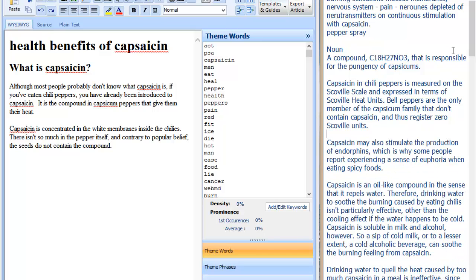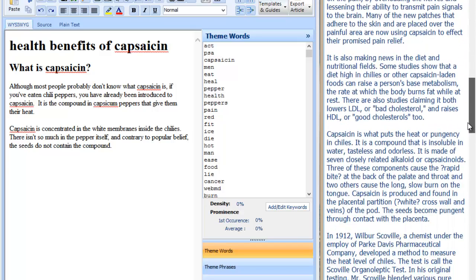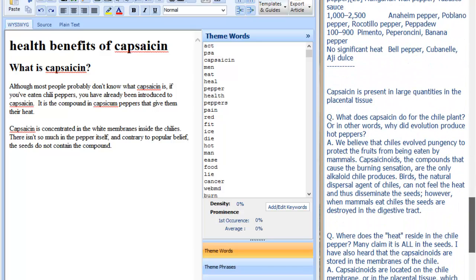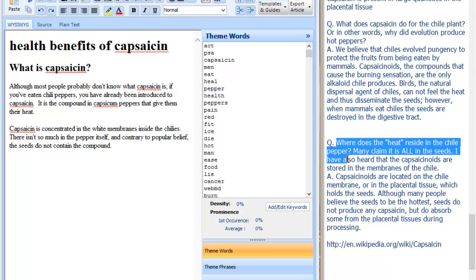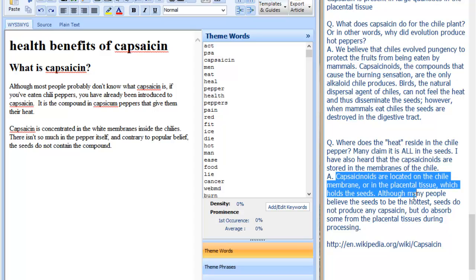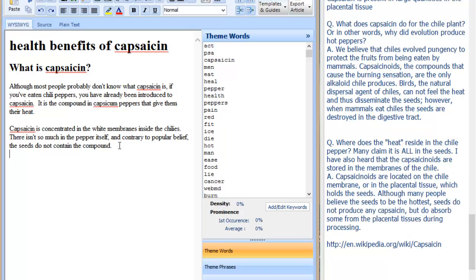There was something a bit further down in my notes. Let's have a look. Okay, where does the heat reside in chili? Not many claim it's all in the seeds. I have heard that the capsinoids are stored in the membranes of the chili. Right, that's the question. Capsinoids are located in the chili membrane or in the placental tissue which holds the seeds. Although many people believe the seeds are the hottest, seeds do not produce capsaicin but do absorb some from the placental tissue during processing. Okay, so I'm going to add that little bit over here.